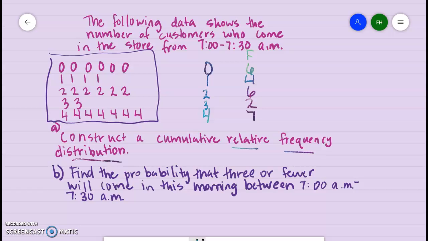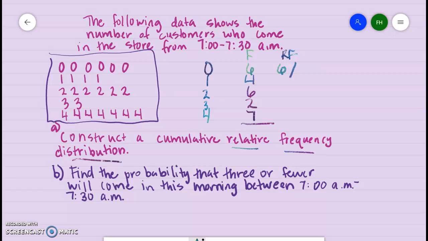Now, we're wanting to find the cumulative relative frequency. Well, first let's go ahead and find the relative frequency, and then we can find the cumulative relative frequency a little bit easier. So for your relative frequency, I'm going to move this down, you're going to take your frequency and divide it by the total amount of data points you have.